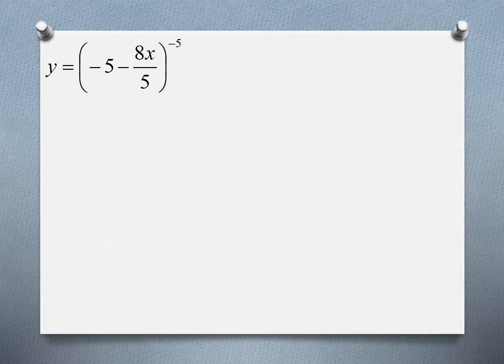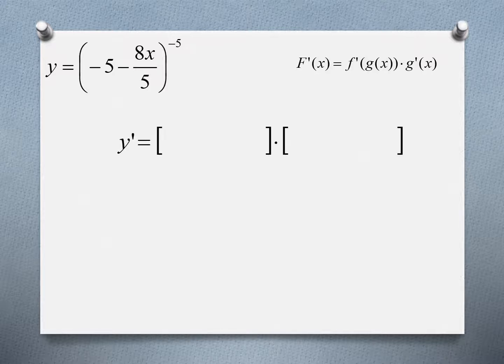In this example, we're given a quantity, -5 minus the quotient of 8x over 5, and that's all being raised to the -5. So it looks kind of messy, but we do recognize it as a composite in that we do need to use the chain rule, because remember, it could have just been x raised to the -5, but then we've got all that other stuff happening inside of that parentheses. So we'll employ the chain rule.